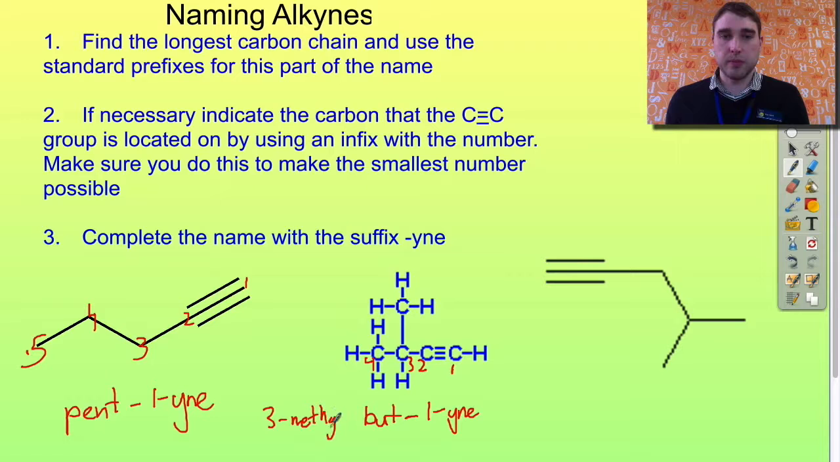3-methylbut-1-yne. This one over here, let's have a look. So 1, 2, 3, 4, 5. I could number that one 5 if I wanted to. So we've got pent.